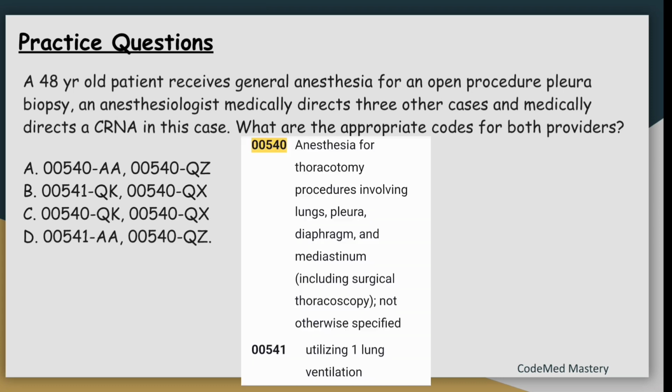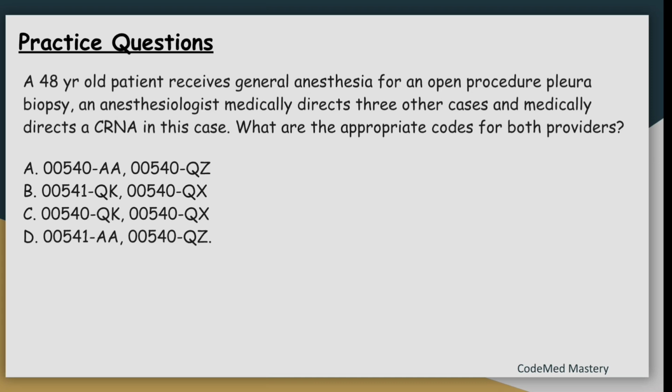00540 is for anesthesia for thoracotomy procedures involving lung, pleura, diaphragm and mediastinum, not otherwise specified, and 00541 is for anesthesia for thoracotomy procedures utilizing one lung ventilation. But in the scenario, anywhere they have not mentioned utilizing one lung ventilation. So we'll eliminate the options with the codes 00541, that is option B and option D. Now we are left with option A and option C, the differences between the modifiers.